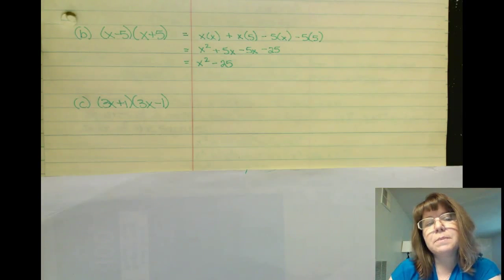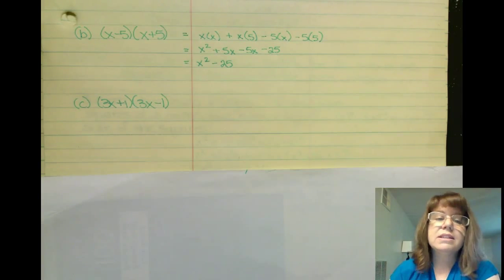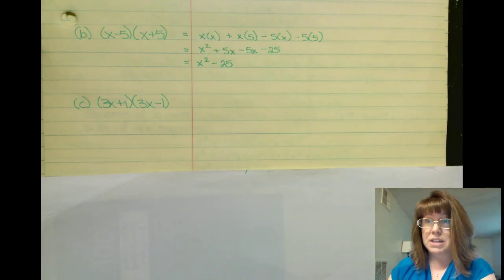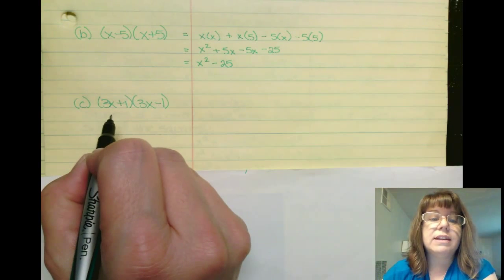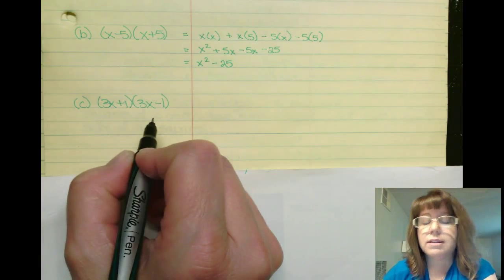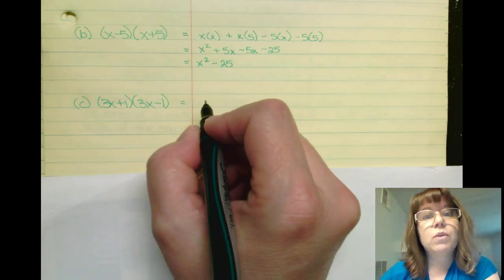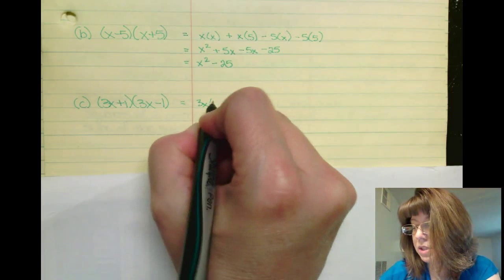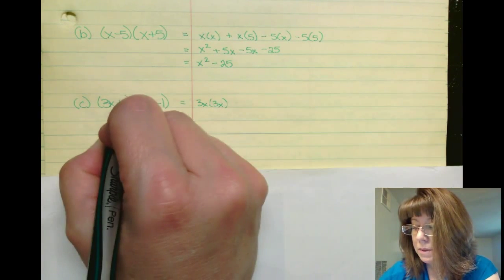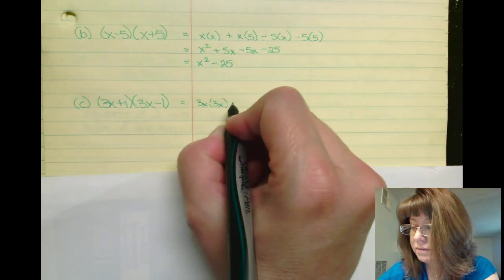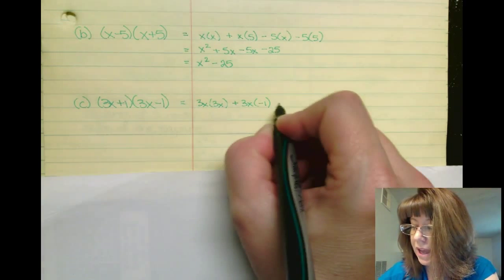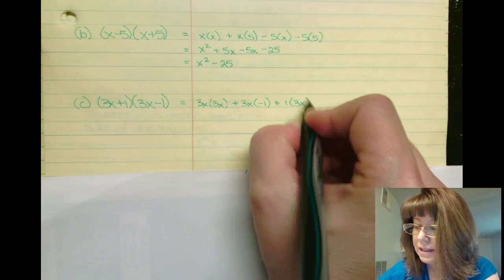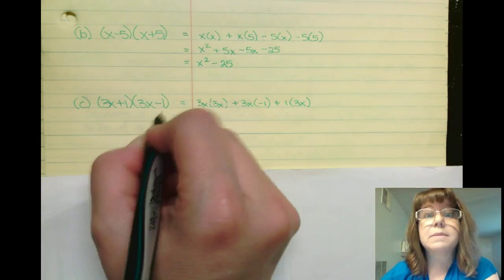Now in the two previous examples, I had the subtraction in the front, but that doesn't matter. It's still going to end up being the same type of problem. For example, if I have 3x plus 1 times the quantity 3x minus 1, I'm going to still use my FOIL method. 3x times 3x. Now it's going to be 3x times negative 1, plus 1 times 3x, and positive 1 times negative 1.